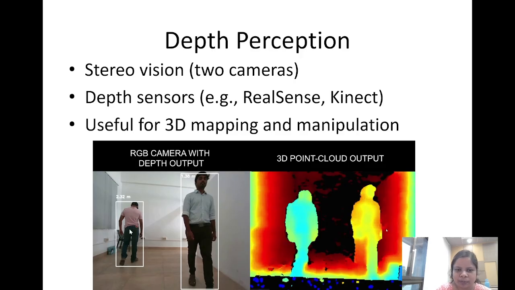Here you can see that both of these people are standing at two different distances from the camera. One of them is at 2.32 meters, the other is at 1.38 meters. So we need to know which is closer to the robot and which is farther, whom the robot is going to collide with. It should not happen. So for those things, these RealSense cameras come into the picture, where you have the complete sense of depth. This point cloud, or these colors, tell you the distance. So it is used for 3D mapping and manipulation.